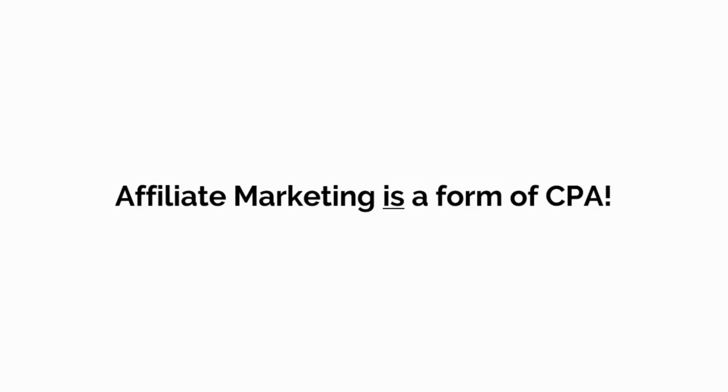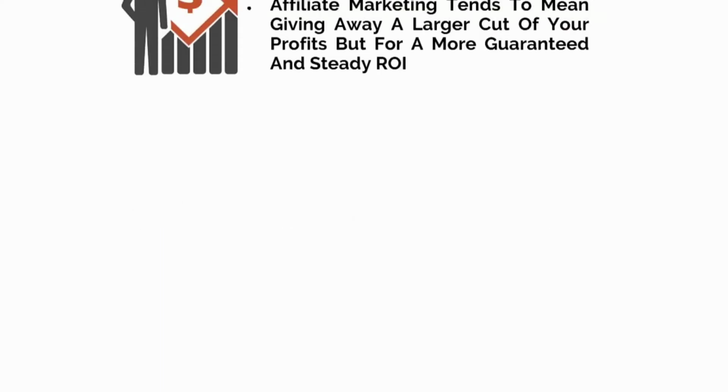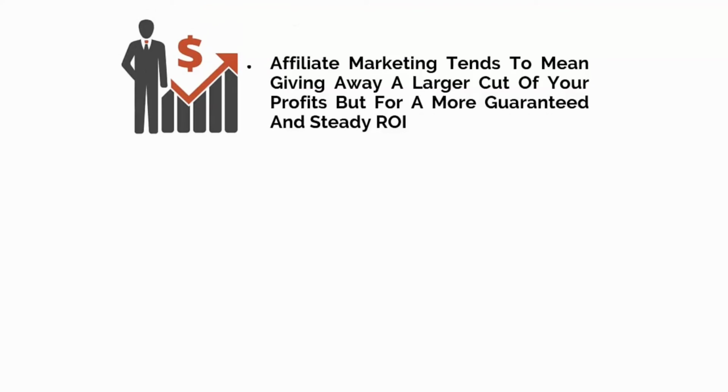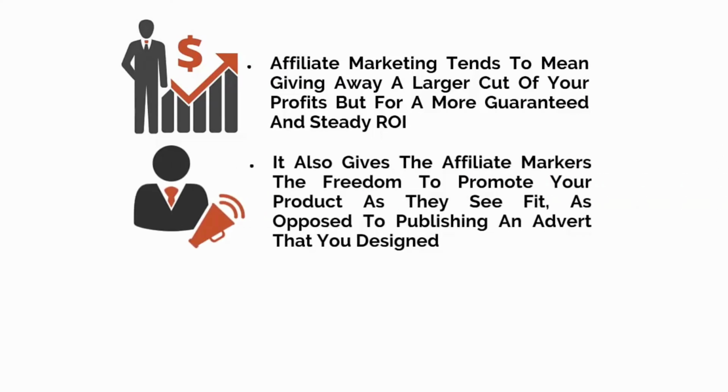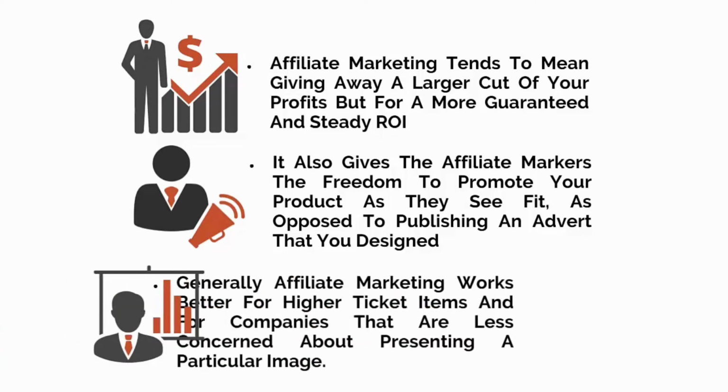Again, you're paying per action. There are subtle differences between traditional forms of CPA and affiliate marketing, but we'll consider both options throughout this series. As a general rule, though, affiliate marketing tends to mean giving away a larger cut of your profits, but for a more guaranteed and steady ROI. It also gives the affiliate marketers the freedom to promote your product as they see fit, as opposed to publishing an advert that you designed.